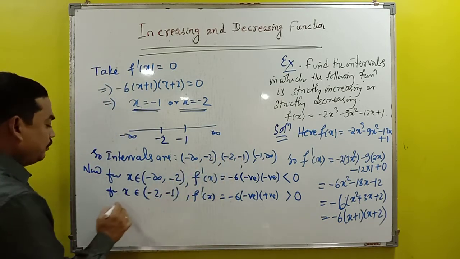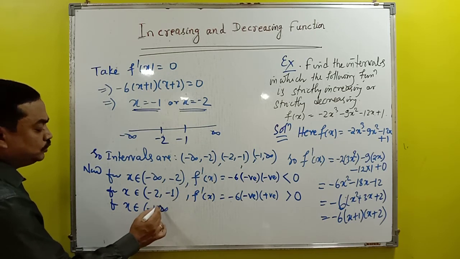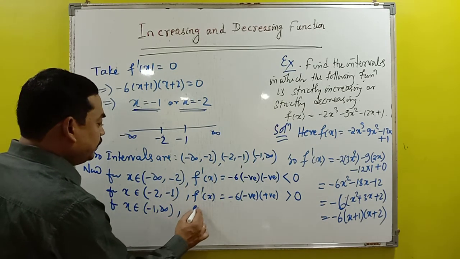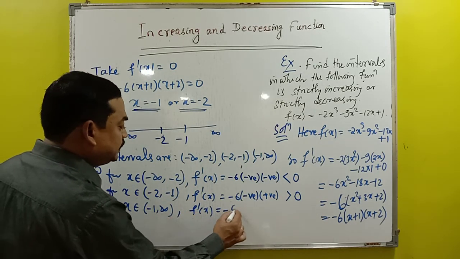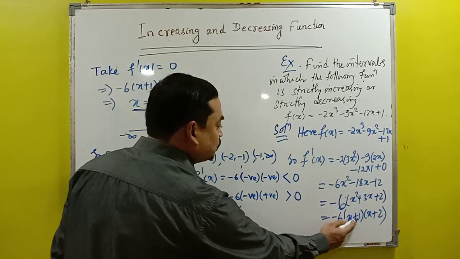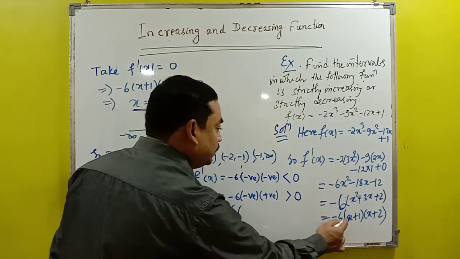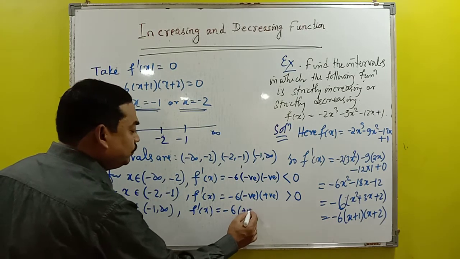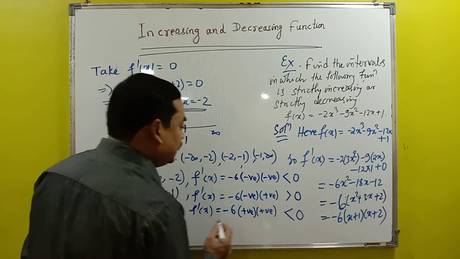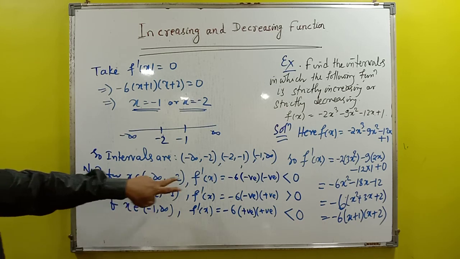Now another interval is left: x belongs to minus 1 to infinity. For minus 1 to infinity, you have got f dash x again. You take 0, put 0 here. 0 plus 1 is 1, positive. 0 plus 2 is 2, positive. So positive, positive, and as a whole you have got negative. Now you see, in this interval the function is negative.